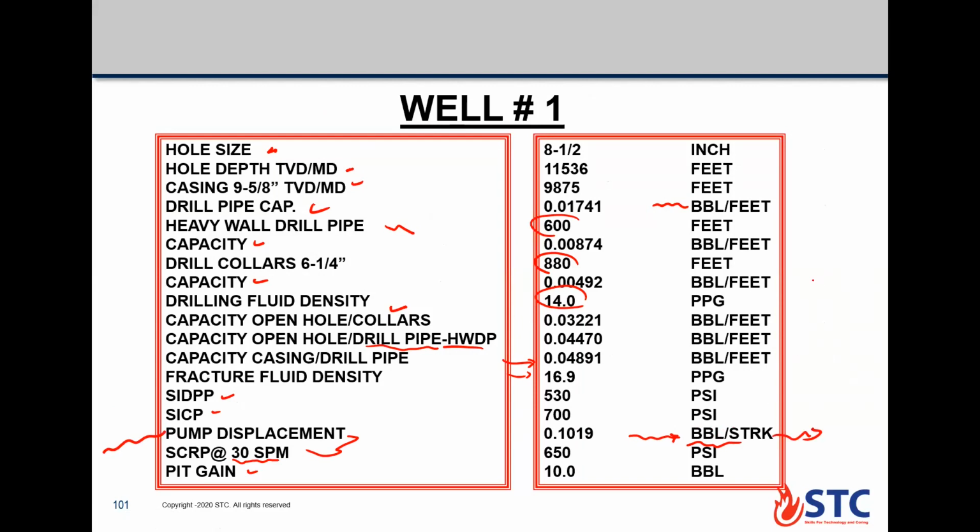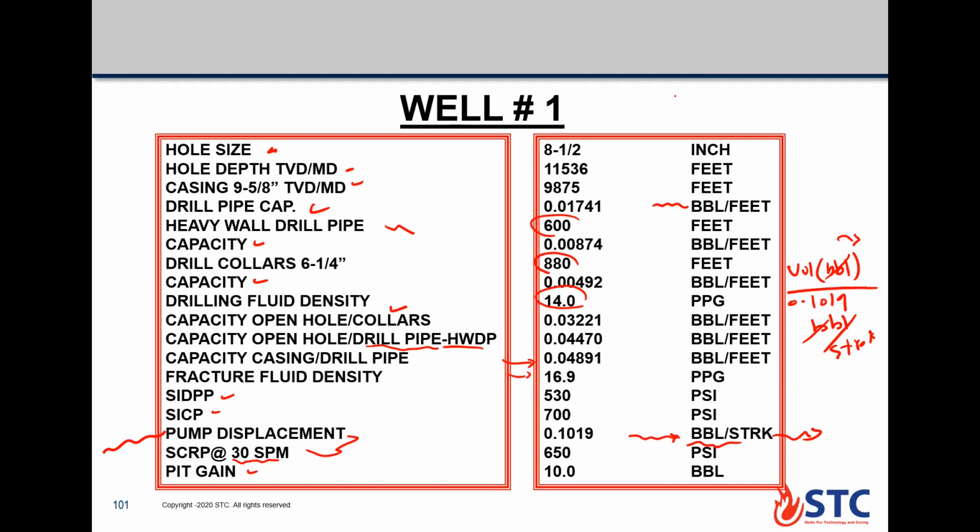So let's say we have any volume in barrels, and we need to convert it into strokes. So we need to divide the volume in barrels over this number, pump displacement 0.1019 barrels per stroke. So now barrels cancel barrels and stroke is here. Okay, so now we convert from barrels to strokes.